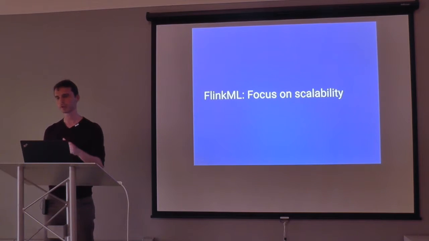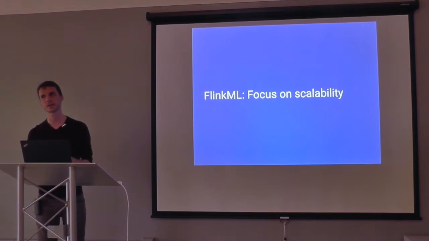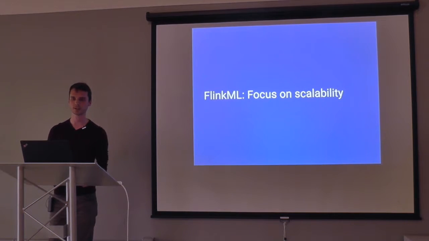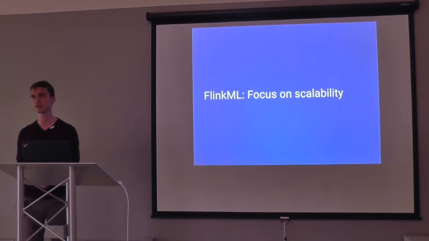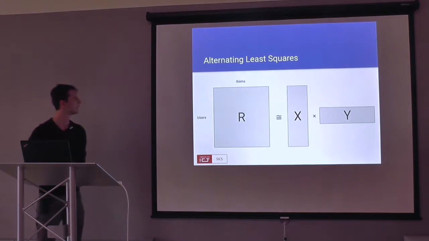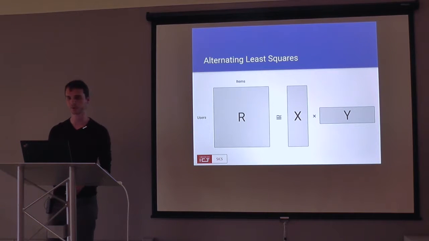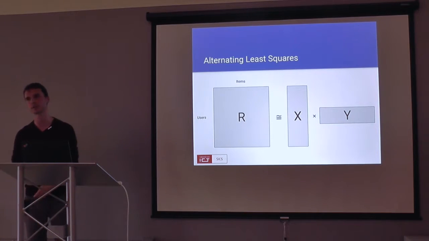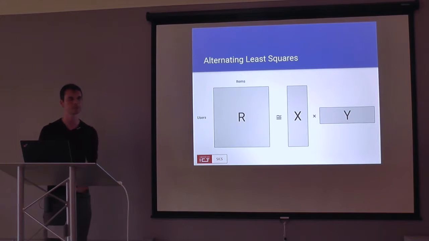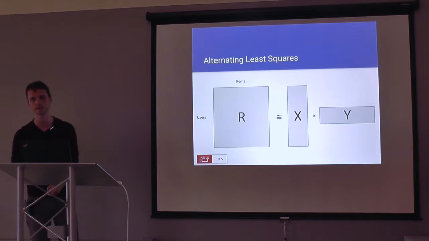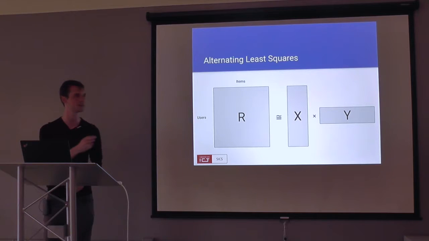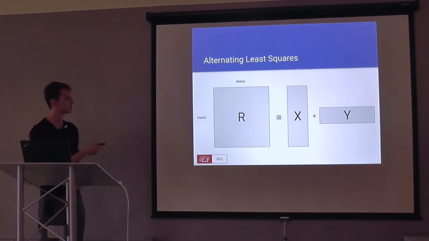So to continue, I would like to take a look at some of the cutting-edge algorithms that we use in FlinkML in order to make sure that it's a truly scalable platform. Alternating least squares is a commonly used collaborative filtering algorithm for recommendations. It was developed in the context of the Netflix prize. And it's basically a matrix factorization algorithm that allows us to approximate this user-item matrix with two smaller matrices that can represent latent factors.